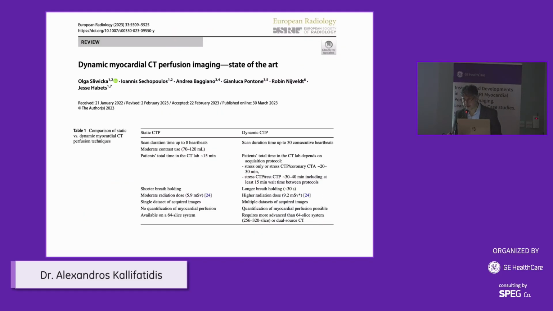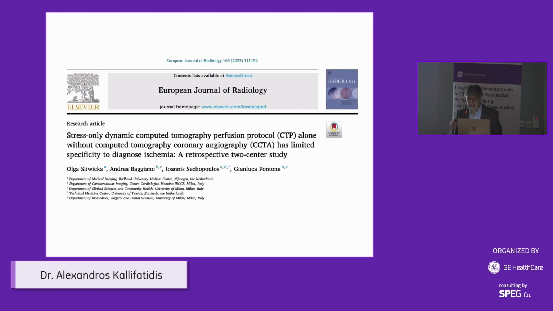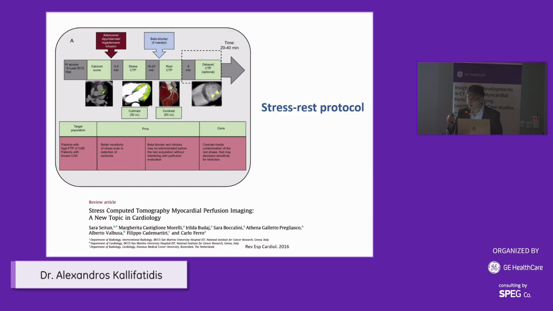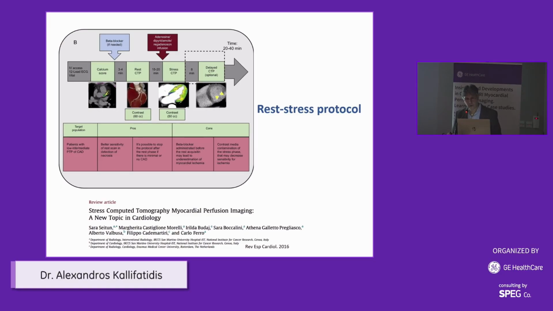The benefit of the dynamic stress CT perfusion is that we can get numbers and make quantifications, but with the cost of higher radiation. And in stress CT perfusion, we always combine the perfusion imaging with the coronary artery anatomy. There are different protocols we can discuss after, also in the workshop in the afternoon, about the stress rest protocols or rest stress protocols.